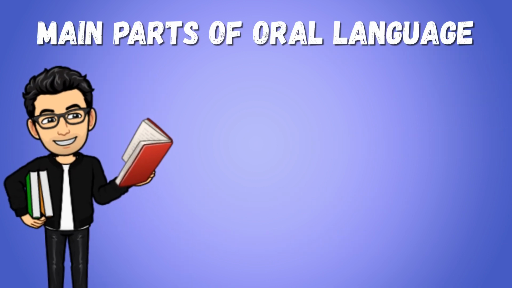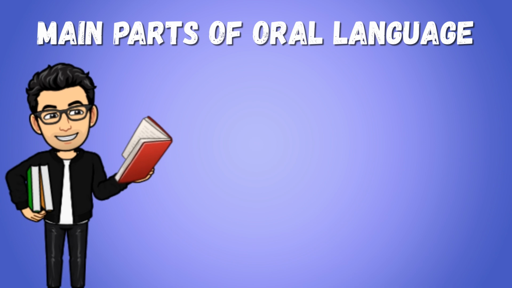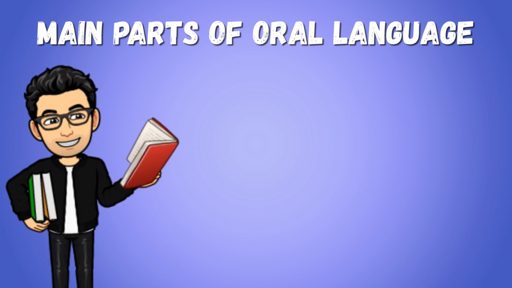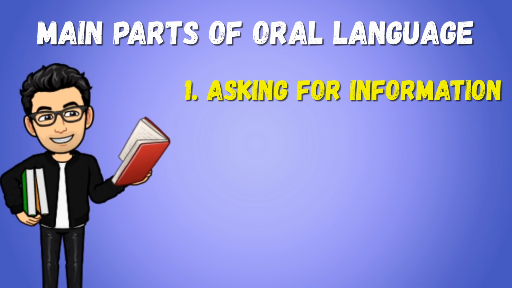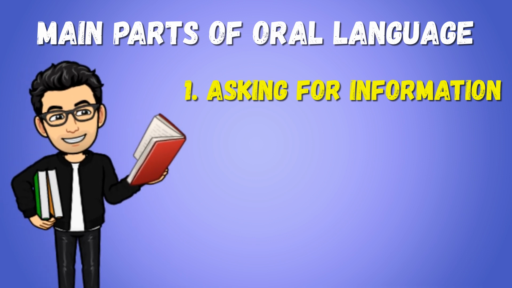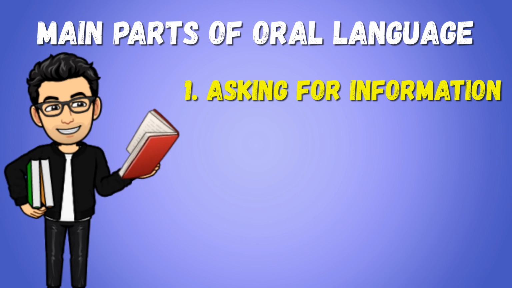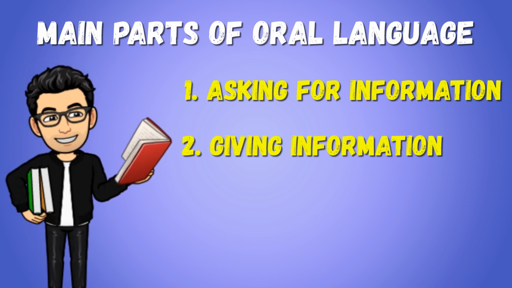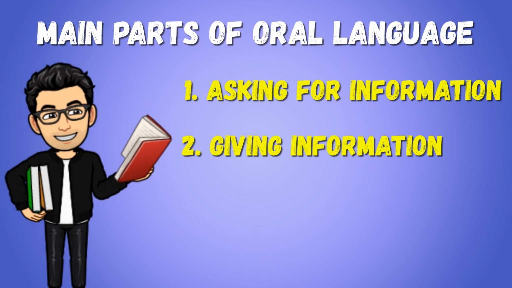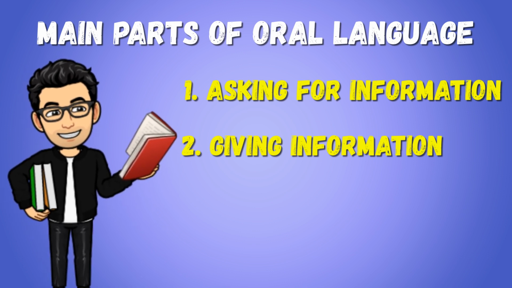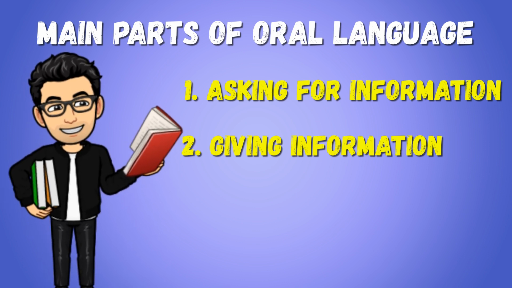Oral language is an important part of communication, and it involves two parts. The first is asking for information, including questions about someone's day or directions. The second part of oral language is giving information, which could be sharing stories or giving advice. Both parts are essential for successful communication.